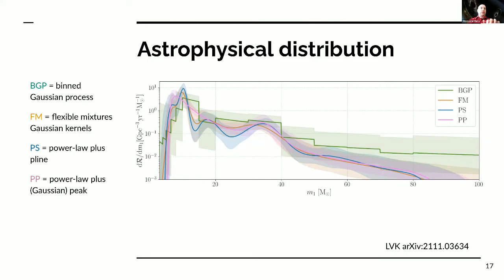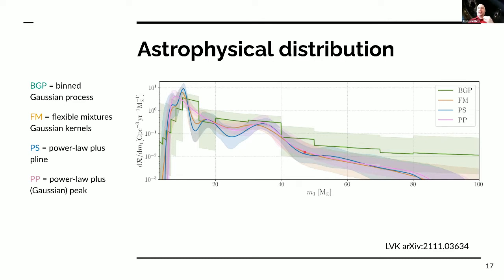The final model is perhaps the most rigid, but has been used a bit more in the past, is a power law plus a Gaussian peak. The idea here is that we'll say, okay, power law should be able to model to first order the mass distribution of black holes.